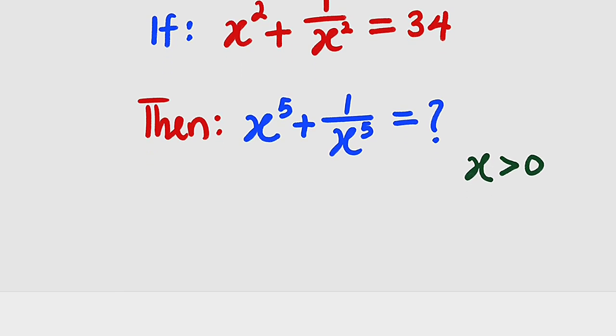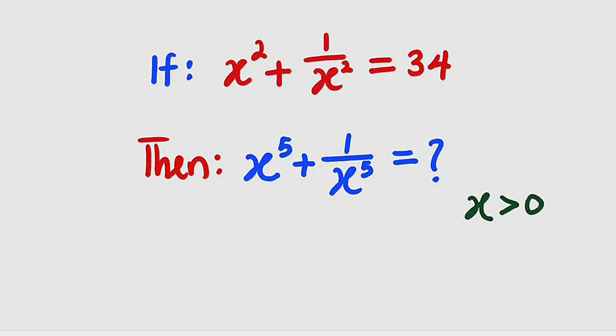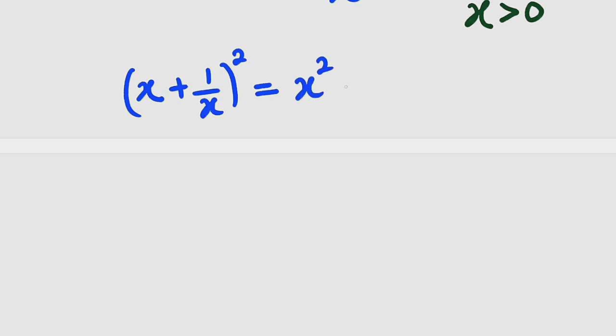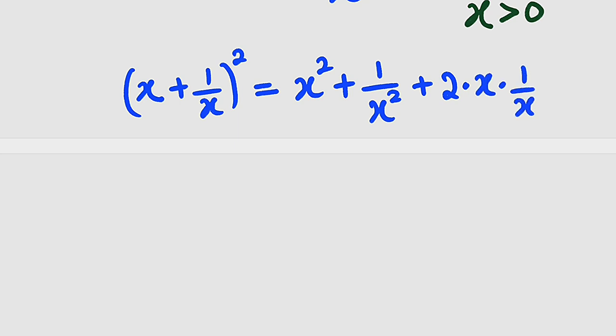Alright, let's get started. I would like to start with something very nice, which is x plus 1 divided by x whole squared. To expand this, you take the first term and square it, which gives us x squared. You take the second term, you also square that, which gives us 1 divided by x squared. Then plus 2 multiplied by the first term multiplied by the second term. If you multiply the first and the second term, that will give us just 1. So we only have 2 here.